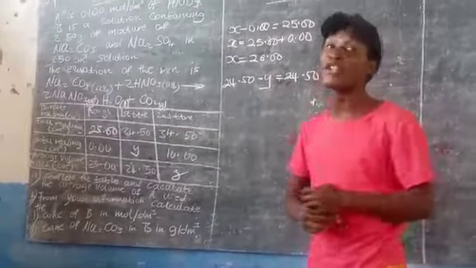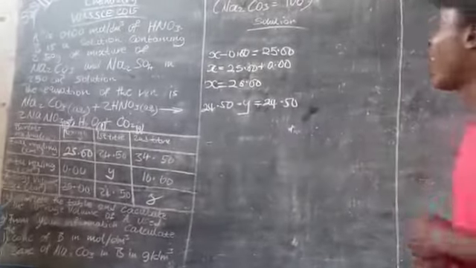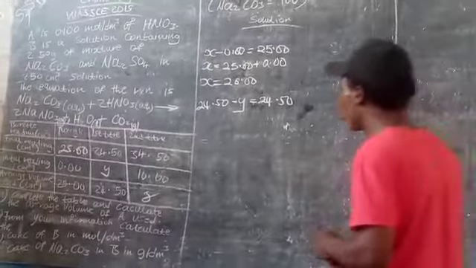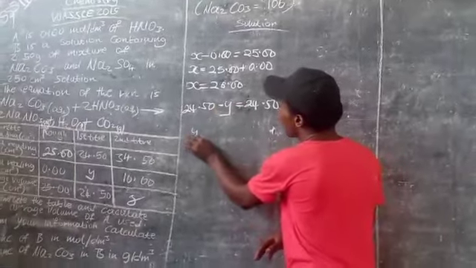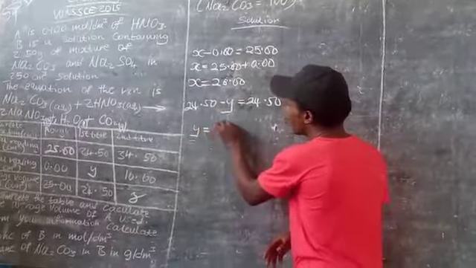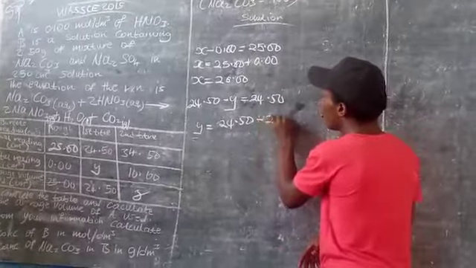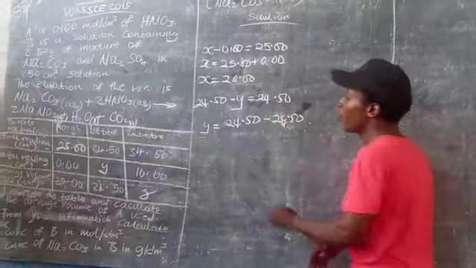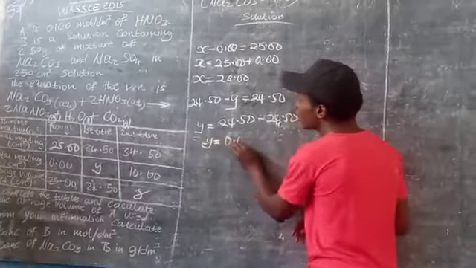When we say making y the subject of the formula, y should stand alone as a subject on its own, or as an equation on its own. So therefore, y must be equal to 24.50 minus 24.50, which is also equal to y equals what?